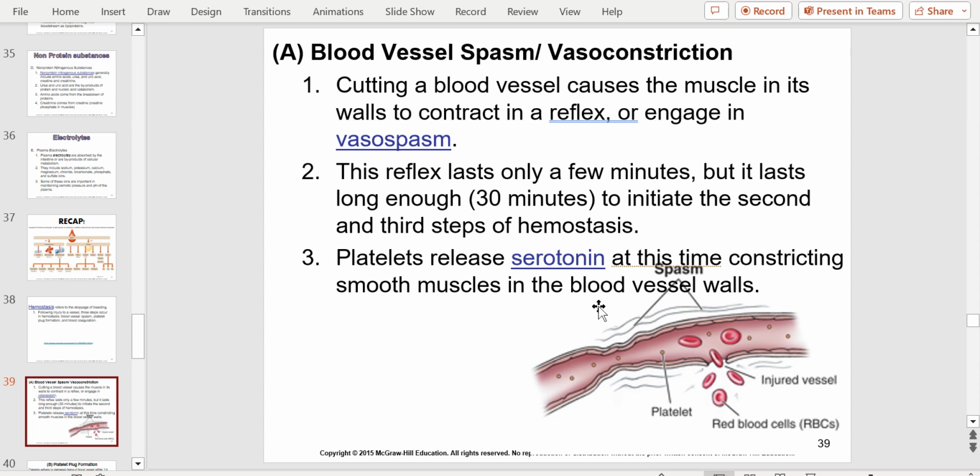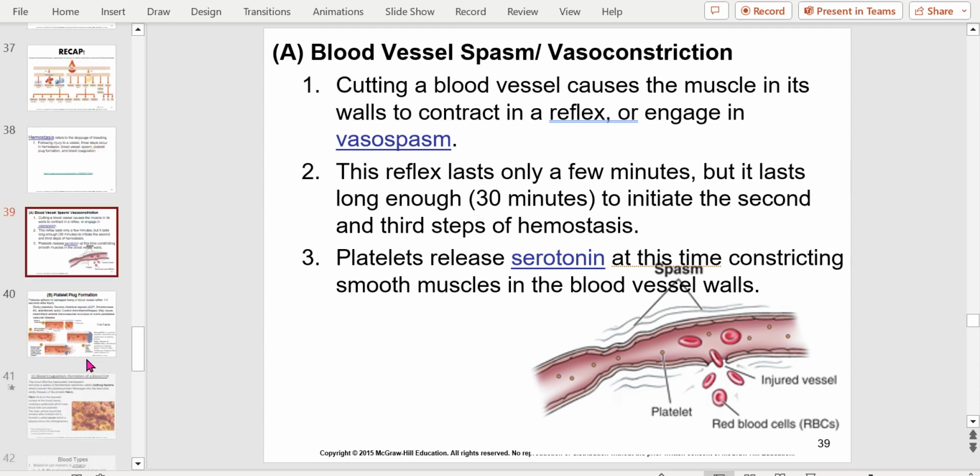Platelets release serotonin, a neurotransmitter at this time, constricting smooth muscles in the blood vessel. The release of serotonin tells the brain that we need these blood vessels to be constricted. And constricting the blood vessels does what to blood pressure? I'm waiting. You're squeezing them, you're making them smaller. Just think of Boyle's law: you're decreasing the volume, so you're increasing the pressure. Perfect. So that's what's going on here.